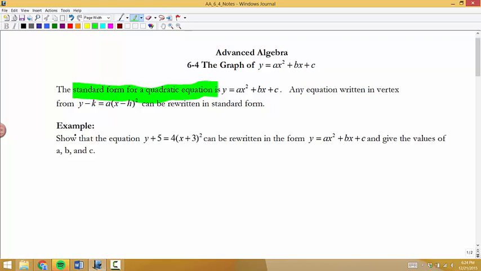What we know about the standard form for a quadratic equation is we write it in descending order by the power on the independent variable. So if x is our independent variable, that would be y equals ax squared plus bx plus c. Any equation written in vertex form, like what we looked at in 6.3, can also be written in standard form. We're going to find that some things are much easier to find about a parabola in vertex form, and other things are much easier to find in standard form.